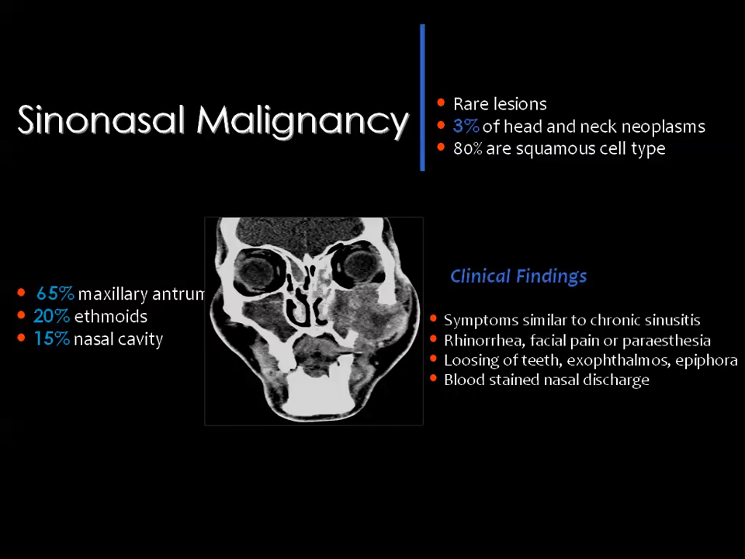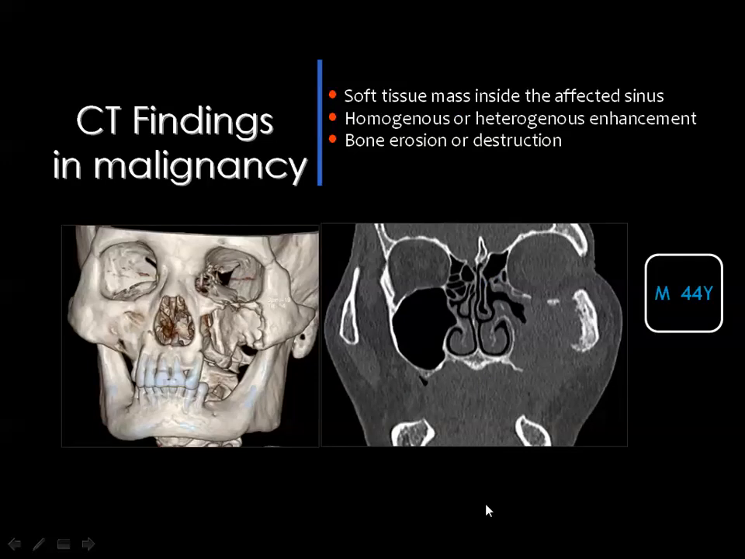Then if you come to the sinonasal malignancies, they are more common in the maxillary sinus, less common in the ethmoids, and more or less common in the nasal cavity. The symptoms of sinonasal malignancies may simulate chronic sinusitis, but sometimes you get rhinorrhea, facial pain, paresthesia, tooth loosening, exophthalmos, epiphora, and bloody nasal discharge. The most important imaging finding of malignancies in the paranasal sinuses is bone destruction. Not expansion, but bone destruction.